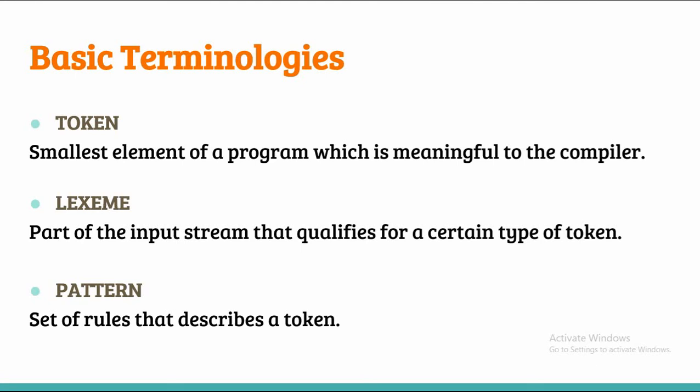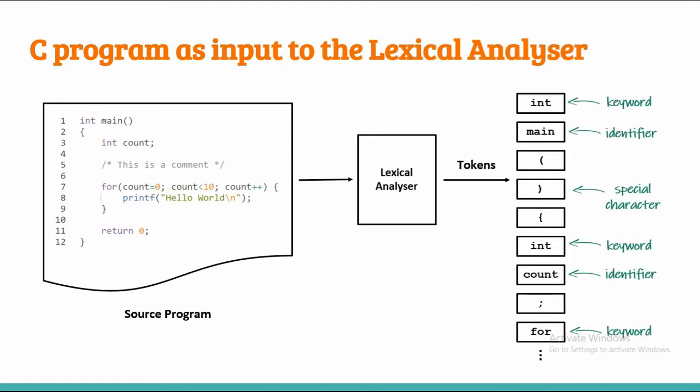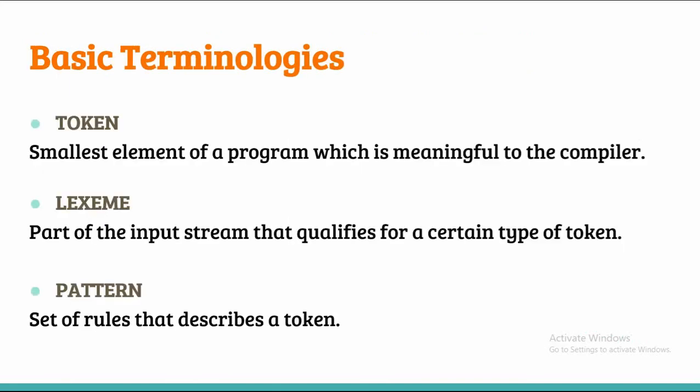Just to give you guys an example, in the previous slide, if we take the word count, count would be the lexeme that qualifies for the token type identifier. And since a pattern describes a token, we can simply say the pattern which describes an identifier in the C language is something that starts with an alphabetical letter or an underscore and is followed by one or more alphabetical letters or digits. I hope you guys understood the difference between each of these terms.